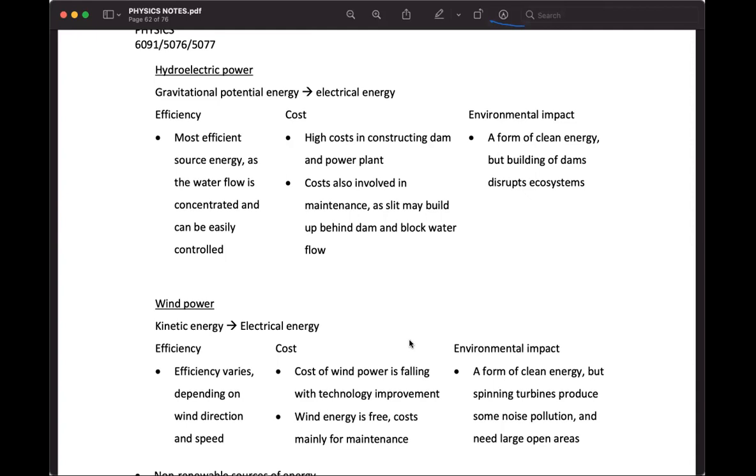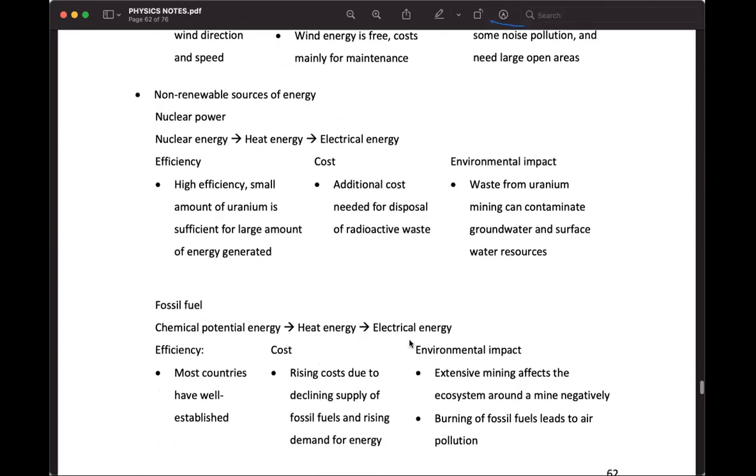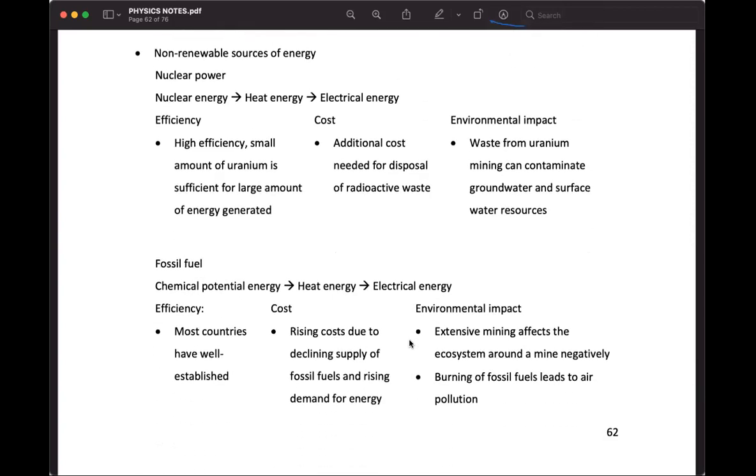All right. There is also non-renewable energy. Can you take a picture of this? Nuclear energy and fossil fuel. They are both non-renewable, but nuclear is a clean energy. It doesn't produce air pollution, whereas fossil fuel produces a lot of air pollution.